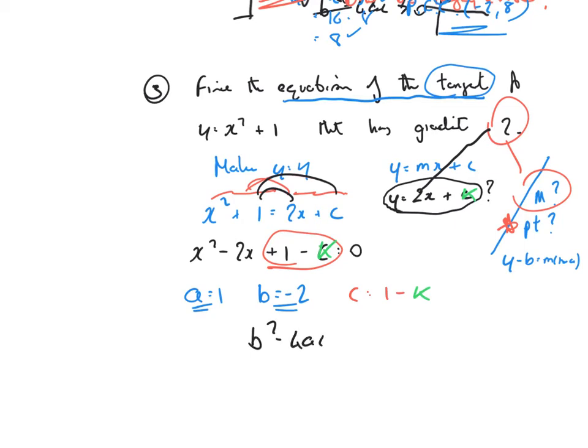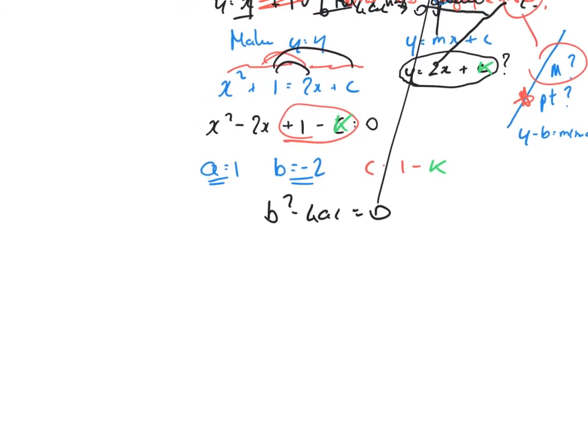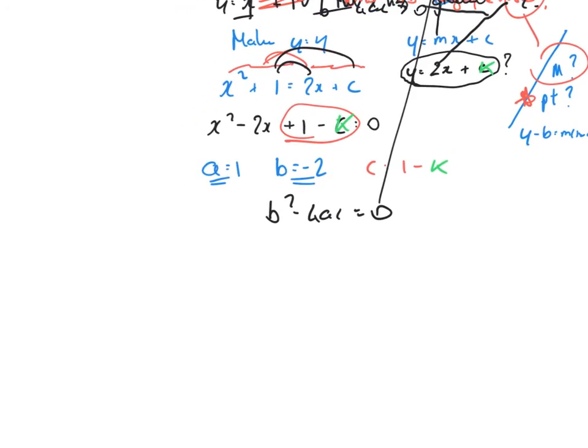So b squared minus 4ac. Now what I'm going to immediately say is that that's equal to 0, and how do I know that? Because it's a tangent, so I know that the discriminant is definitely equal to 0. So it's going to be minus 2 squared minus 4 times a, which is 1, times c, which is 1 minus k, and I know that that is equal to 0.